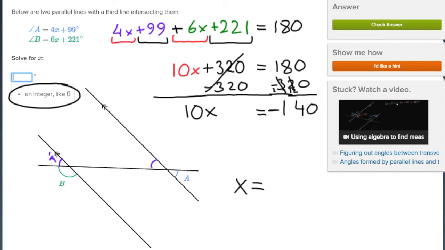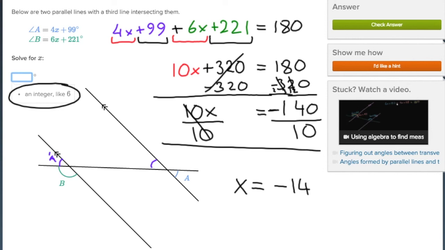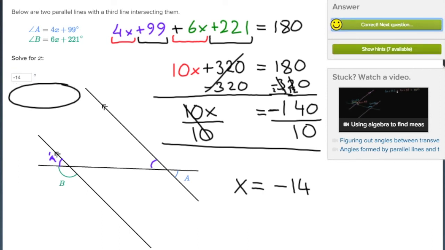Our final step is to divide by the coefficient of x. Right, so divide by 10 on both sides. It's going to cancel out on the right hand side and give us x equals, and 140 divided by 10 is negative 14. Okay, so the two methods there that we were talking about, the first one of course was to set both expressions equal to each other and solve for x. The second one was to add both expressions together and set them as being equal to 180 and solve for x.